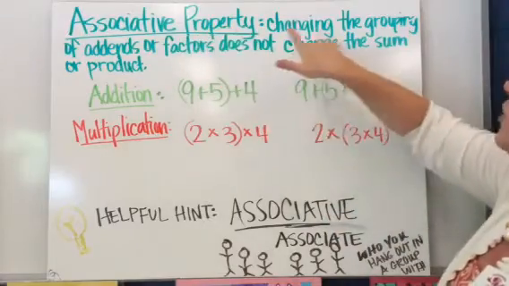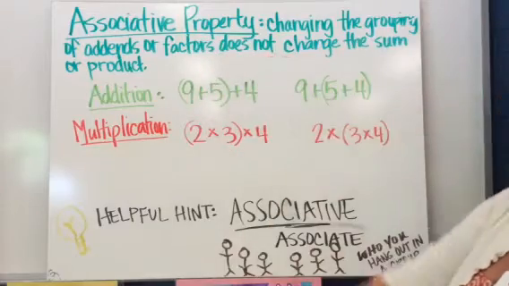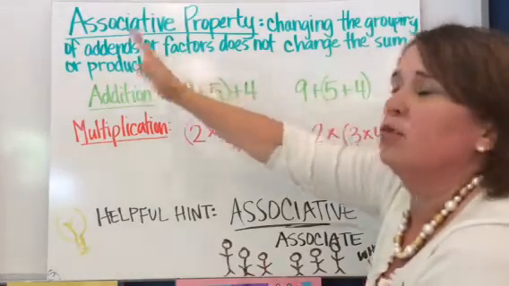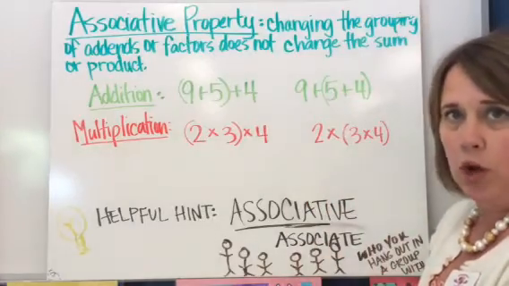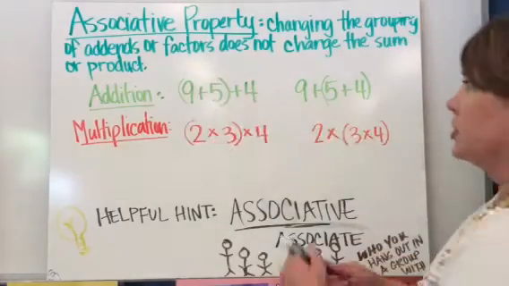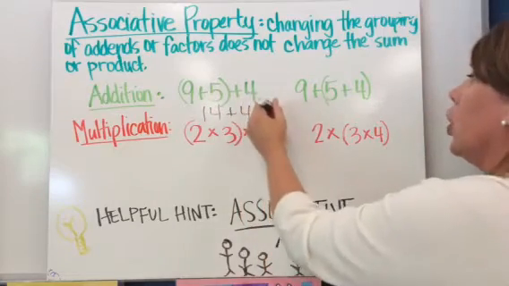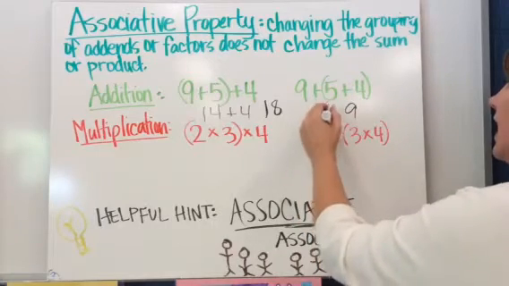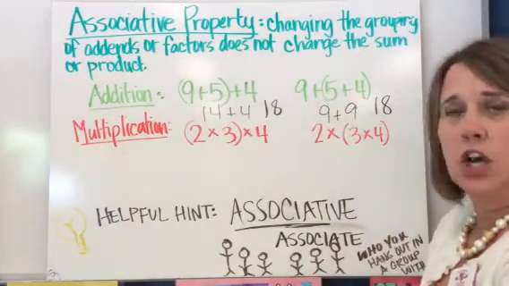The associative property is that changing the grouping of add-ins or factors does not change the sum or product. Again, this time we're changing the grouping of either add-ins, which is addition, or factors, which is multiplication, and it doesn't change the sum or product either. Let's look at addition. I can add 9 plus 5 first, I get 14, and then I can add 4 to that, which gives me 18. Or I can add 5 plus 4 first, and that's 9, and add 9 plus 9 and get 18. So the grouping of addition does not matter.